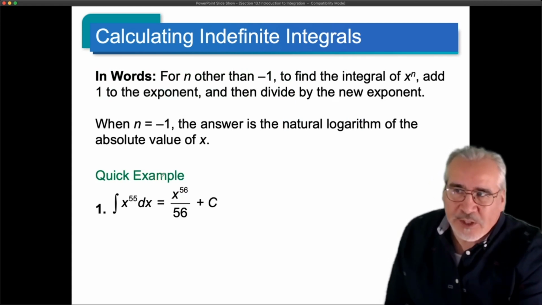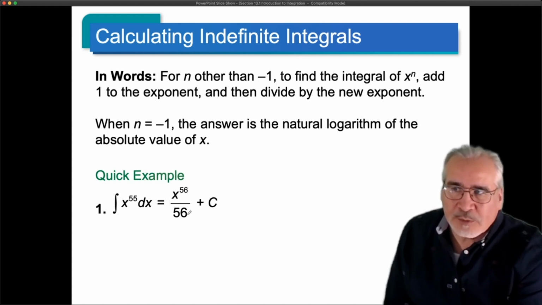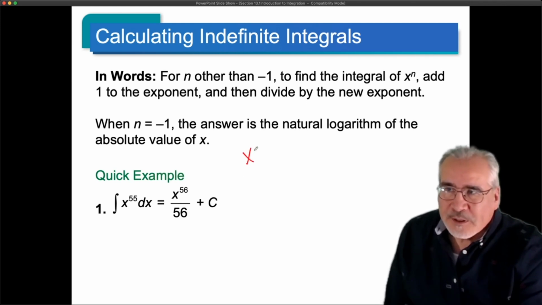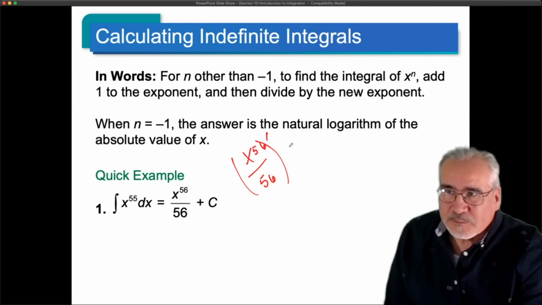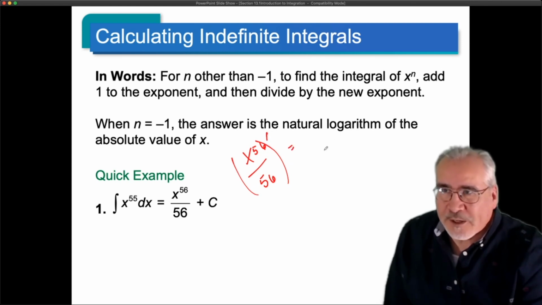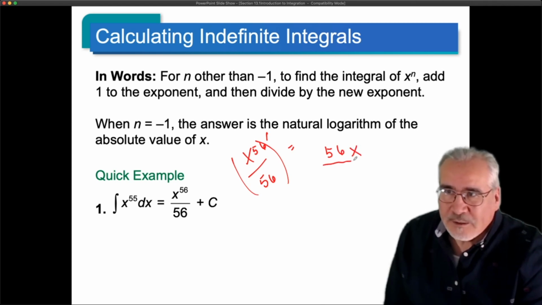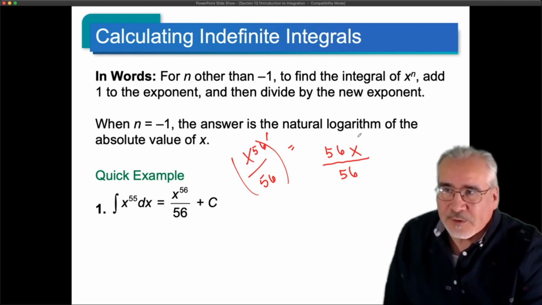X to the 55, just add 1 to it, so you get x to the 56 power, and then you divide by that new exponent, divided by 56. This works because if you were to take the derivative of x to the 56 divided by 56, the 56 comes down in front, and we're multiplying. And then you subtract 1 from the exponent. 56 minus 1 is 55.